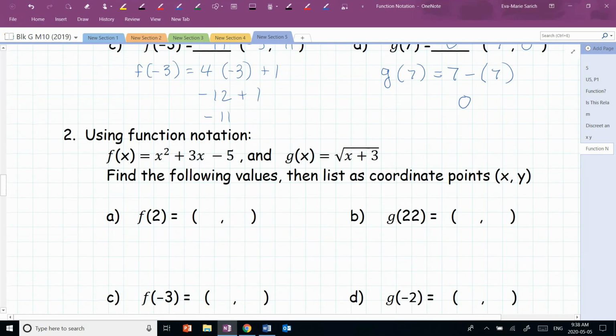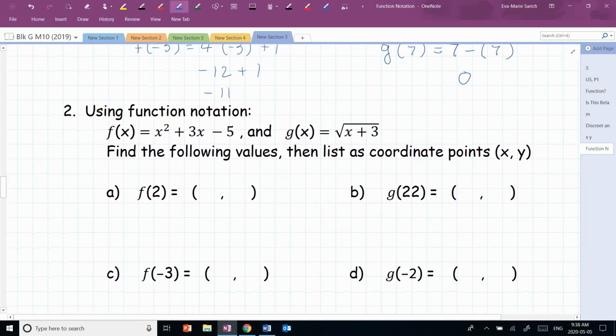Okay, now let's look at using function notation in another example here, with a little bit more complicated formulas. So again, our f of x and our g of x. Our f of x is going to be at 2. We're going to substitute into this equation for our f. So if f is at 2, we're going to substitute our x's with 2. So we would have 2 in a bracket, which is squared, plus 3 bracket 2 minus 5.